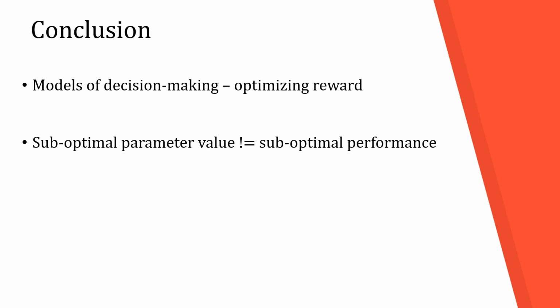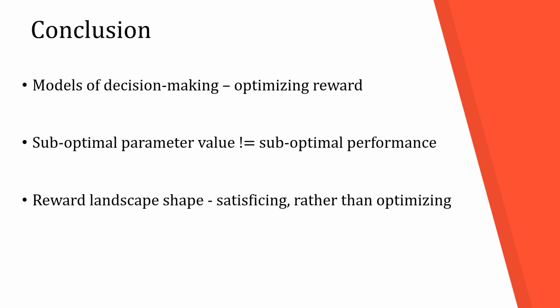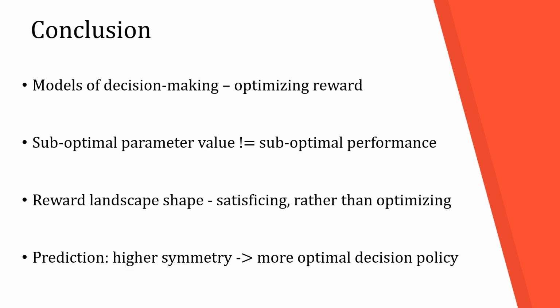It was further proposed that the non-uniform shape of this reward landscape may encourage participants to act as satisficing rather than optimizing agents. And finally, we showed that penalty-related task parameters can change the shape of this reward landscape, allowing us to make the prediction that increasing the landscape symmetry should motivate participants to adopt policies closer to the optimal one, a prediction we are currently testing in a decision experiment.